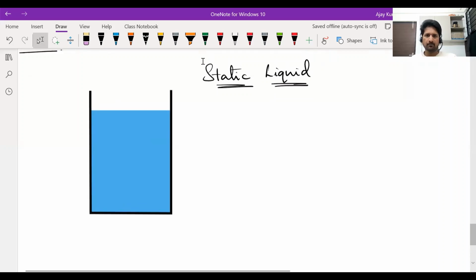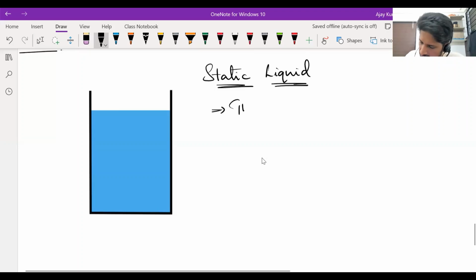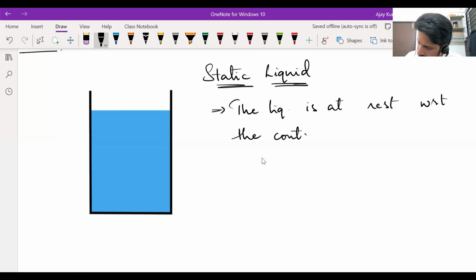So there's no flow of the liquid. There's no flow, correct. There's no movement at all. So what does a static liquid mean? The liquid is at rest with respect to the container in which it is present. It's not moving and it does not move also. Under that condition, we will derive an expression for pressure in a liquid.